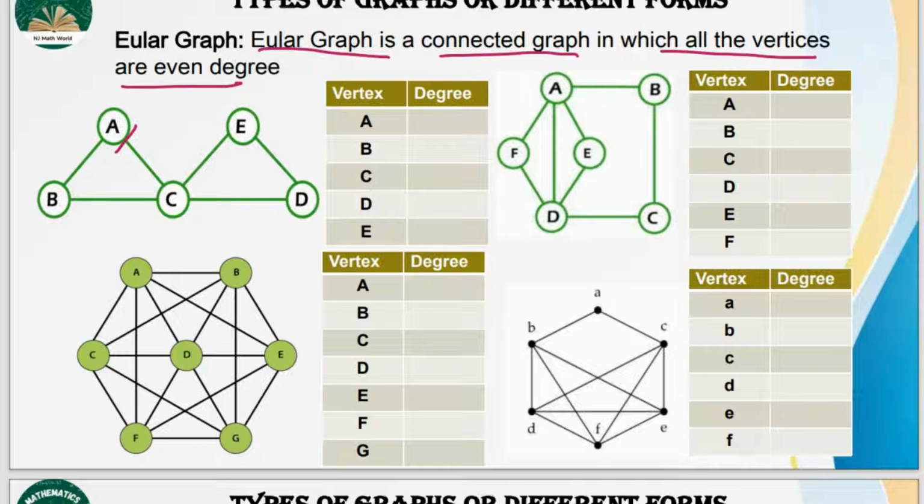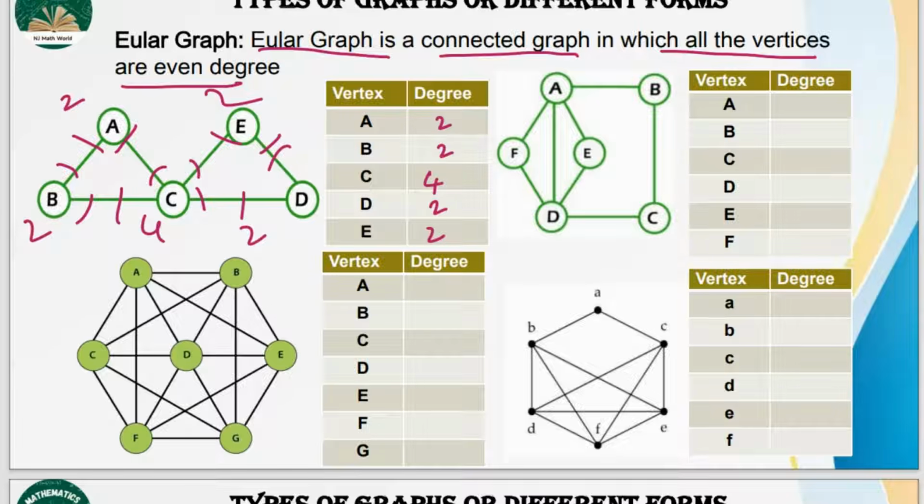So let me check the degrees: 2, 2, 2, then 4, then 2, and 2. Leaving C, which is 4, the remaining all are 2. So all are even degree, it is an Euler graph.